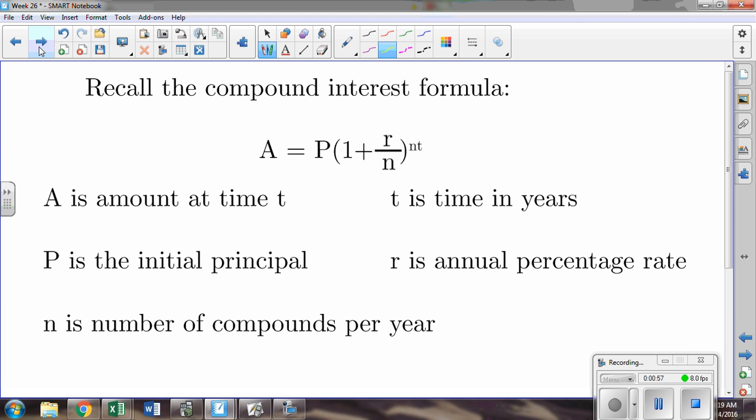So let's start with remembering the compound interest model that we've seen before. We know that the amount in the future, or the amount at some time t, can be calculated by taking the initial principal P and multiplying it by this quantity 1 plus r over n, where r is your annual percentage rate expressed in its decimal format, n is the number of compounds per year, and you'll take that to the exponent nt.